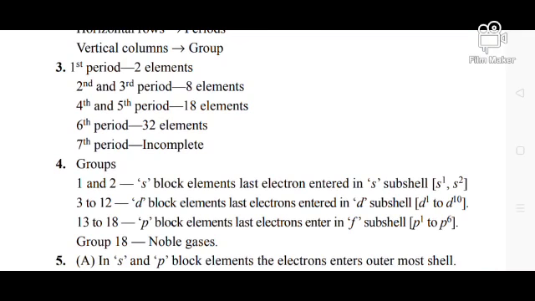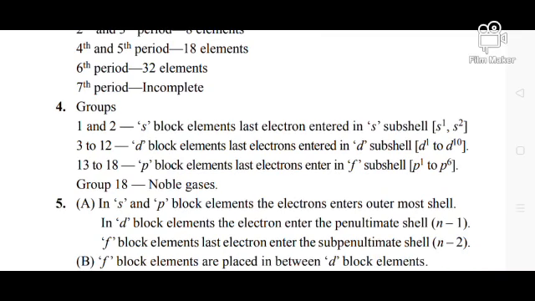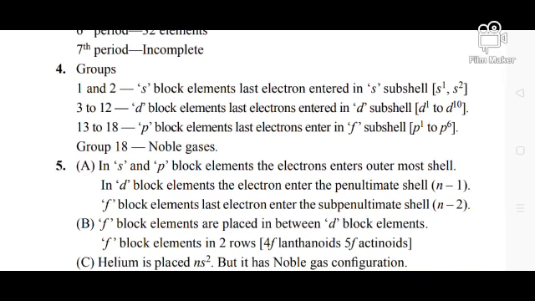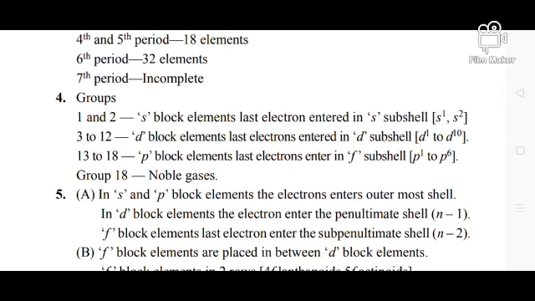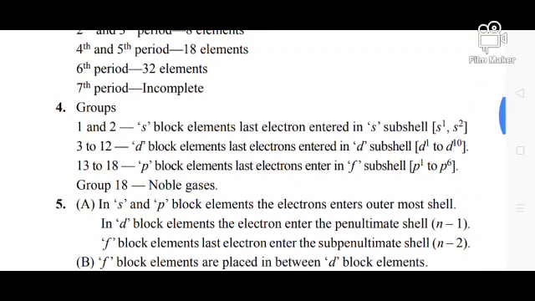After that, the groups. You all know that there are a total of 18 groups. Groups 1 and 2 are known as the s block elements because their last electron enters the s subshell. Groups 3 to 12 are known as the d block elements because their last electron enters the d subshell, from d1 to d10. Groups 13 to 18 are the p block elements because their outermost orbital is the p orbital.